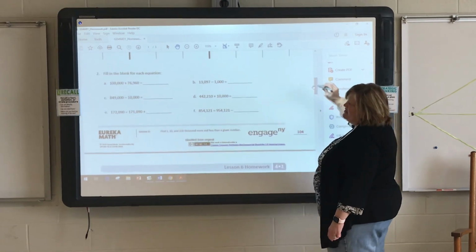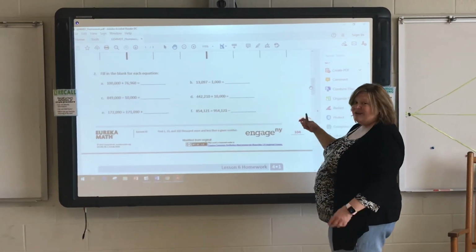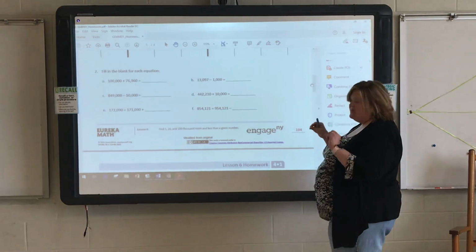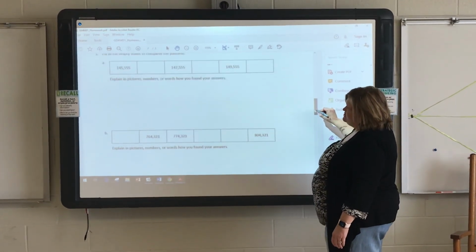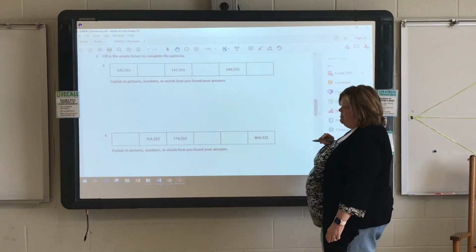Then we have a fill in the blank where you're just adding. You might want to draw your chart and use your place value if you need to. And then the last one is just to fill in the missing pattern.